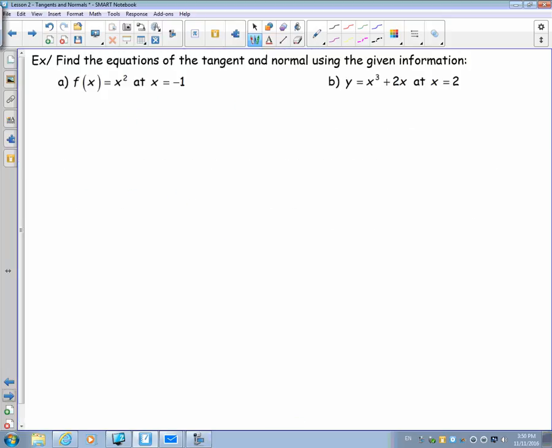Okay, we'll give one a try. Find the equation of the tangent and normal using the following information. I'm going to draw this first one. I don't expect you to draw it, but just so we know what it looks like. Here's our parabola, the standard old parabola, and I want to know the tangent at x equals -1. I want to know what the equation of this line is. Well, equations of lines take the form y equals mx plus b, so I need a slope and a point.